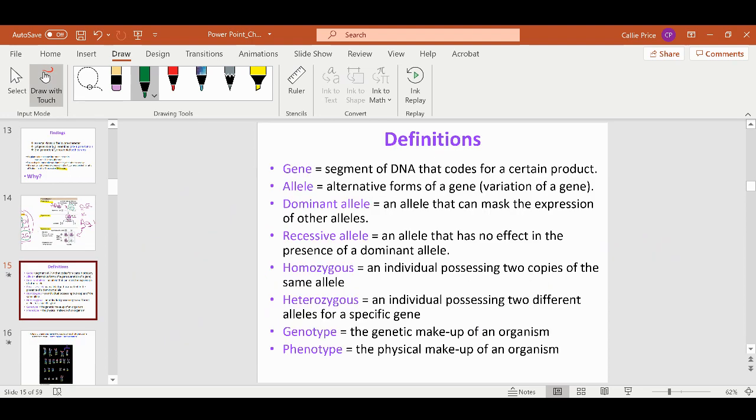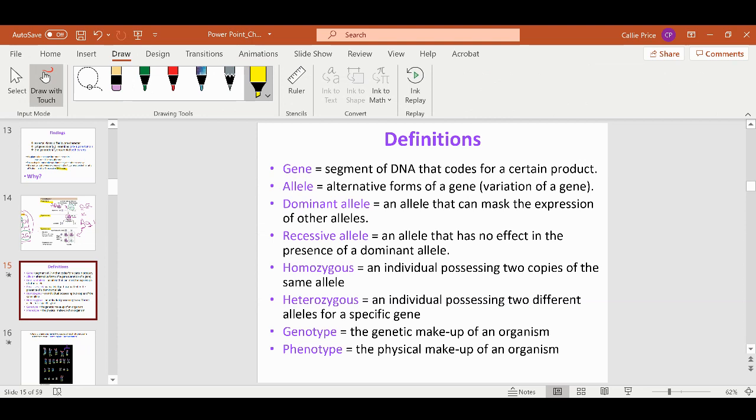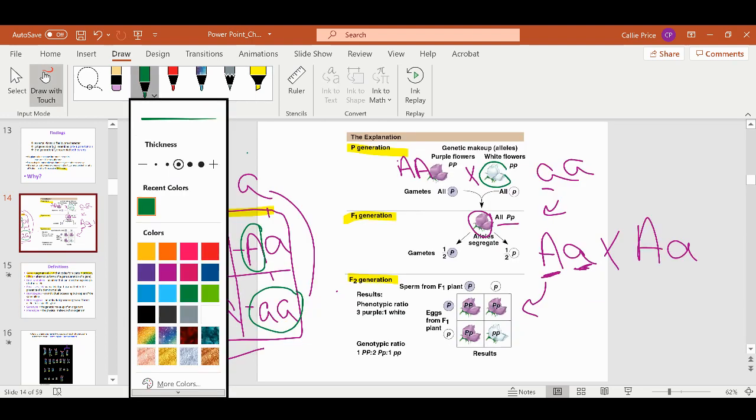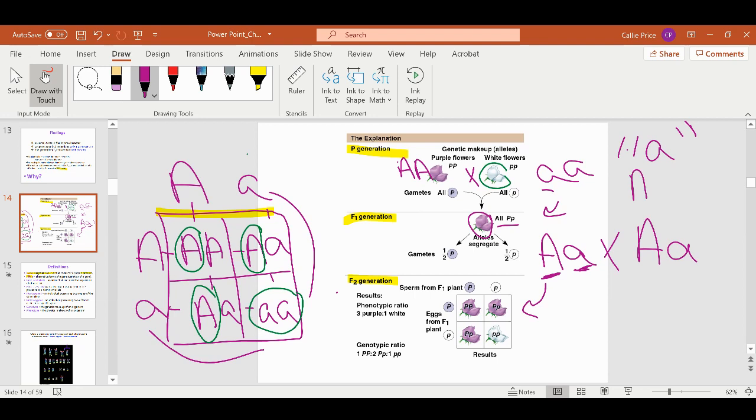Here are some different definitions that will be helpful to know. We have a gene. We'll start there. A gene is just going to be a piece of DNA that codes for a certain product, that product typically being a protein. An allele is going to be a variation of that gene, right? So again, if we go back to our example here, we could have this theoretical A gene, but there are 2 variations of that gene. We could have big A allele or little a allele.